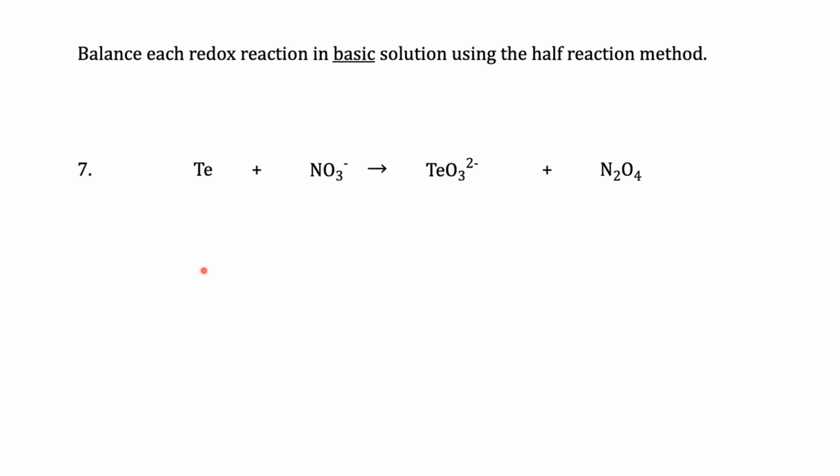And again, in this one, we need to assign those oxidation numbers. So oxygen is going to be -2 in all of those substances. But tellurium is going to go from 0 to +4. And then the nitrogen is going to go from +5 to +4. So we're going to see tellurium is getting oxidized, nitrogen is getting reduced. And then with these half reactions, we've got an excess amount of nitrogen on the right of the oxidation one. So we're going to need to add water there.